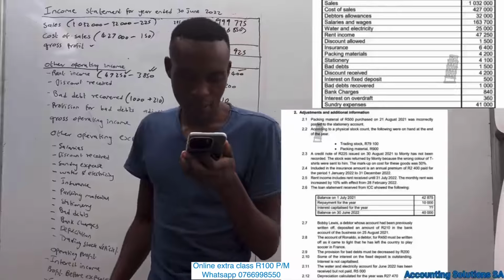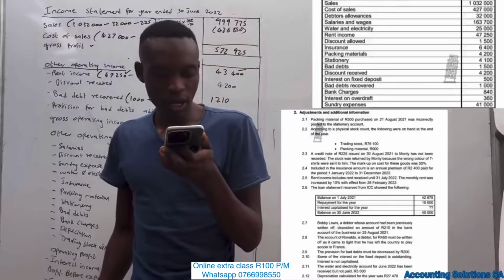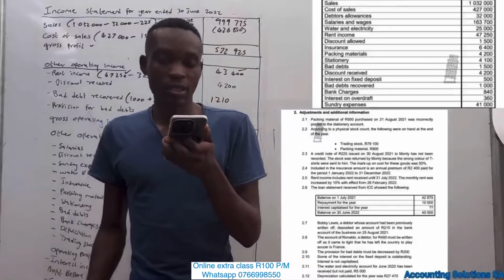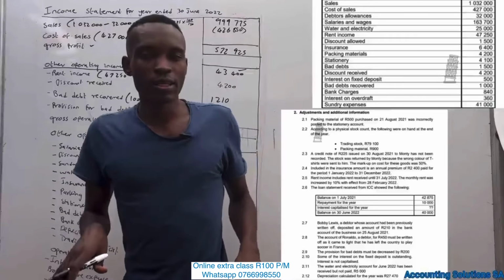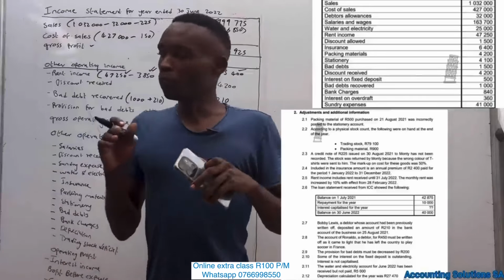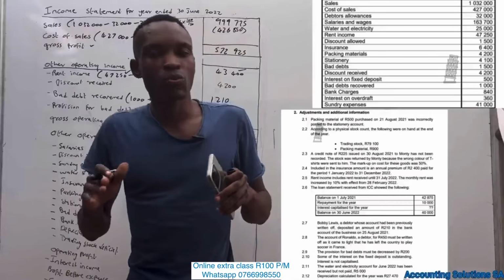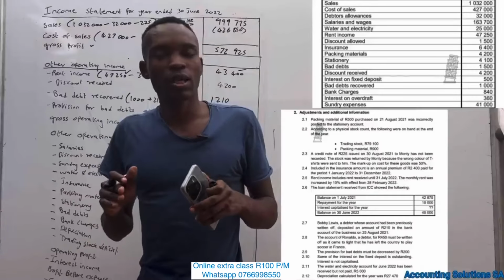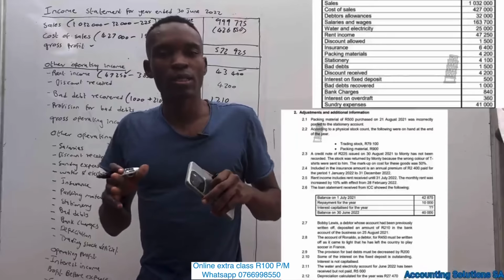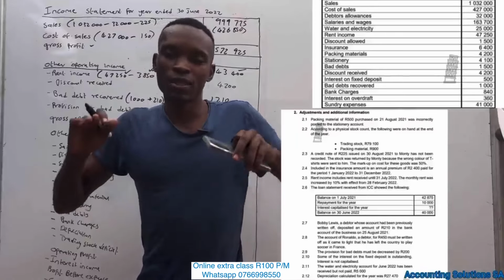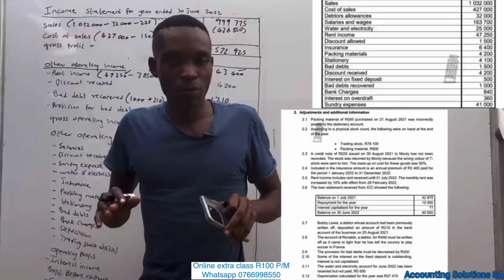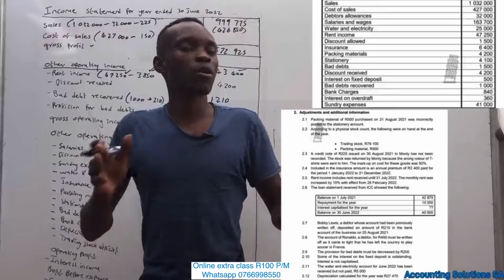Okay, and the next one we also have what we call provision for bad debts adjustment. It was transaction number 2.9. The provision for bad debts must be decreased. If it decreases, simply it means that when we said provision for bad debts, there are those that we are doubting. We are doubting that they are going to pay us. So if they decrease, those people that we are doubting, it means that more people are going to pay.